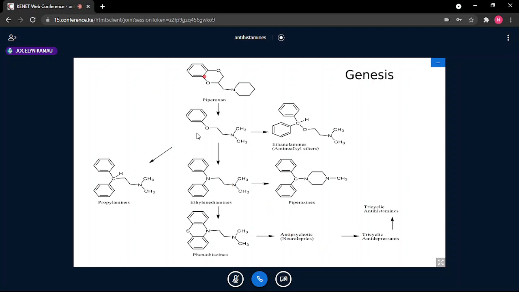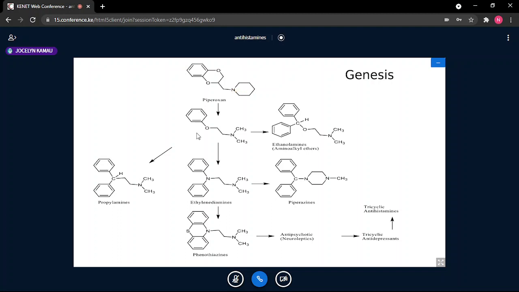So you have this compound we call the piperoxane. The piperoxane is a dioxane. Remember last time you said the dioxane is where you have this ring which has two oxygens. So you have the phenyl ring joined to the amine group, and here it can either be a piperidine ring or it can be an aliphatic group. So you can also remove this and you have N(CH3)2.